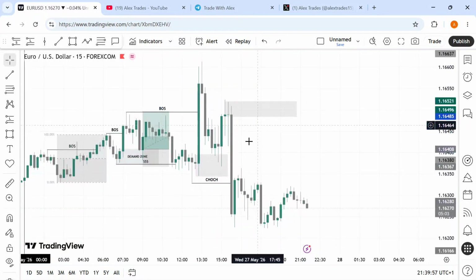So after price changed character, the new demand supply zone this time would have been from here. But it was already late in the evening, and there will be little chance of price coming all the way into the zone and continuing the move downward. So it has just been accumulating.